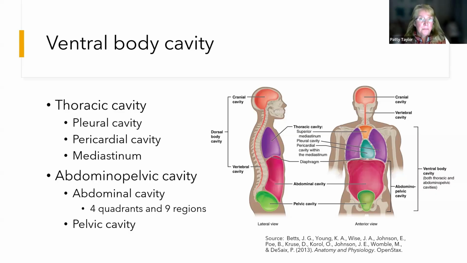Look for the diaphragm. It sits below the heart and lungs, and it creates a transverse division between the thoracic cavity and the abdominopelvic cavity. So once we're in the abdominopelvic cavity, you can see it's divided into two, an abdominal cavity and a separate pelvic cavity. Now that abdominal cavity is so large, it's divided into 4 quadrants and 9 regions. The pelvic cavity down below is where the bladder is housed.